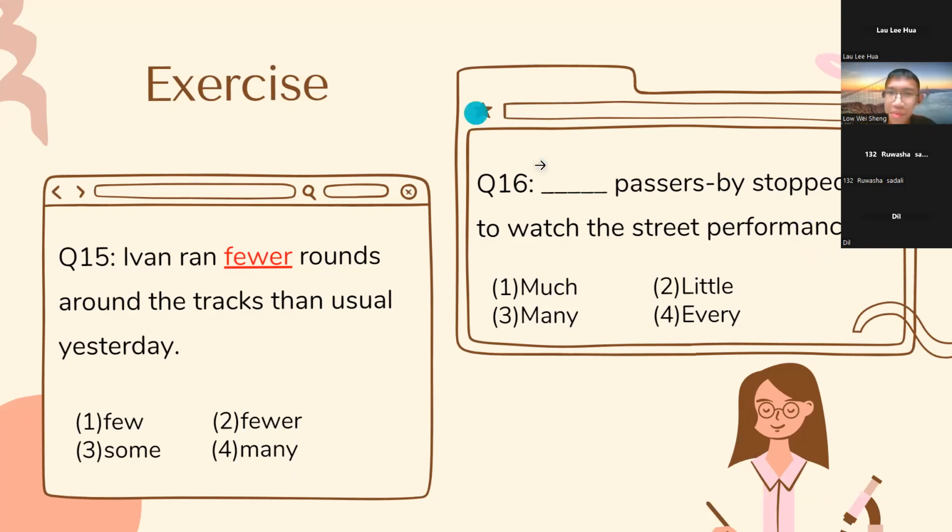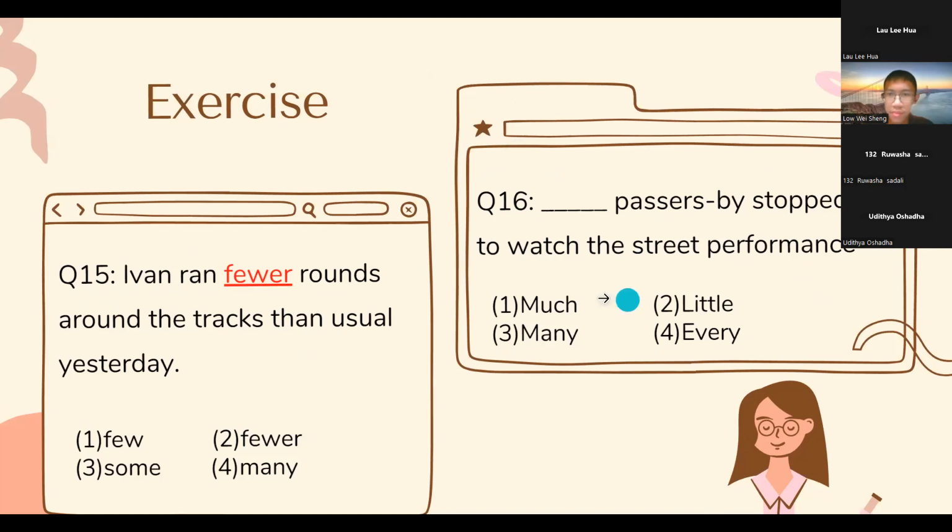Question 16. What passers-by stopped to watch the street performance? Many. Many, okay. Much. Everyone says many. Much, okay. There's someone who says much. Many. Okay, more many. Anyone think it's little or every? It's all right.